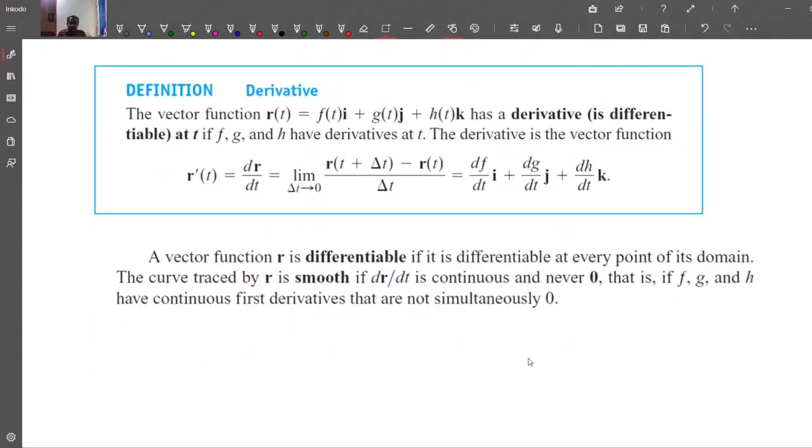Now we discuss what is meant by differentiability. A vector function r is differentiable if it is differentiable at every point of its domain. And the curve traced by r is smooth if dr by dt is continuous and never 0. That is, f, g and h have continuous first derivatives that are not simultaneously 0.